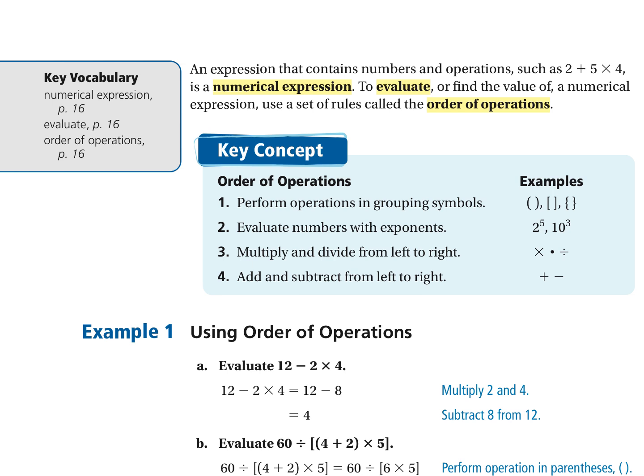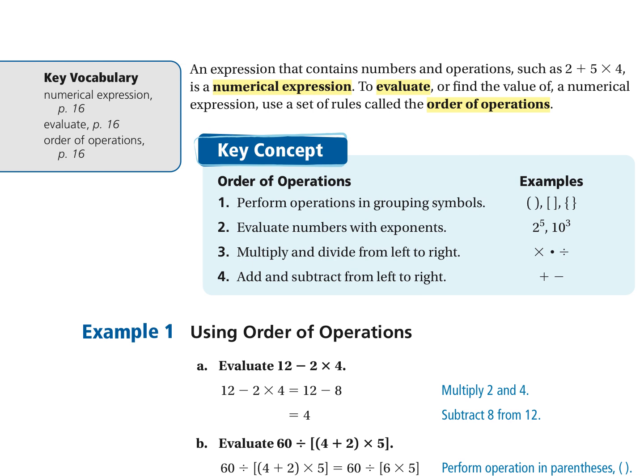So those three words that we copied down are numerical expression, which is an expression that contains numbers and operations. We had an example that you copied down as well, and it was 2 plus 5 times 4. That is a numerical expression. You're going to see that a lot. Evaluate just means solve or find the value of a numerical expression. And then order of operations is a set of rules that we use to find the solution to a numerical expression. So it's just a set of rules, PEMDAS.